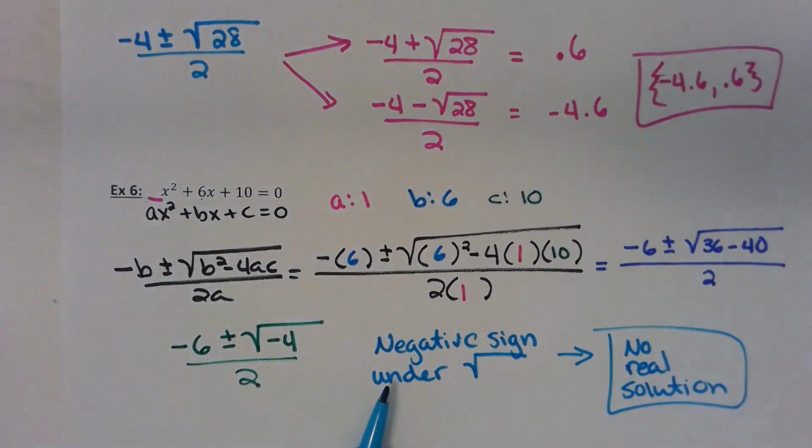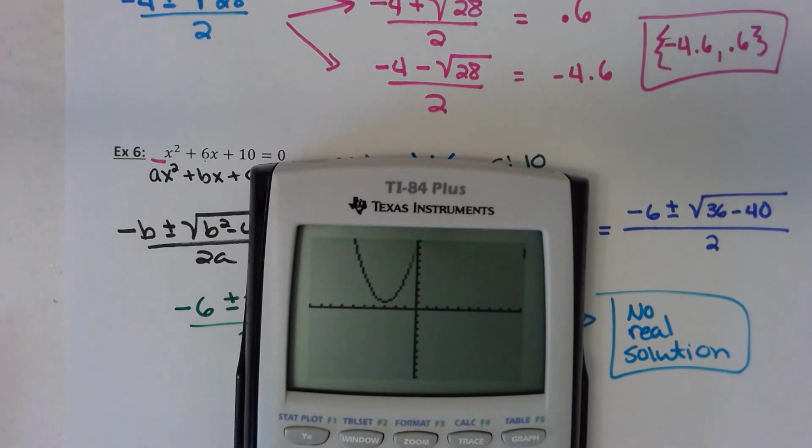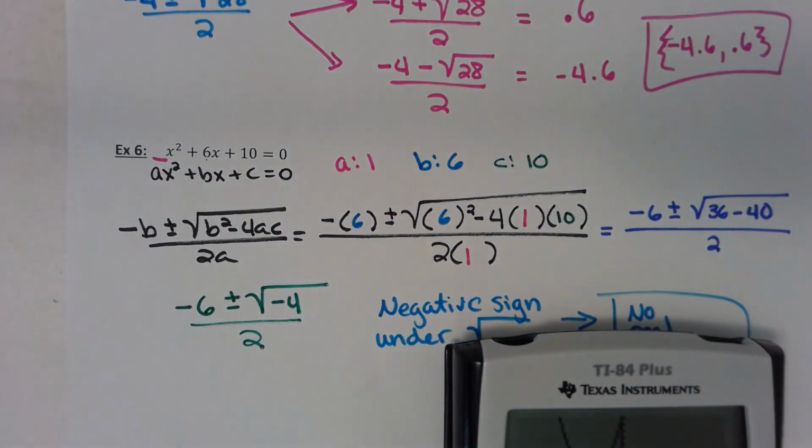And as a quick reminder, I want to show you why it is considered no solution. Remember, solutions are just another way of saying x-intercepts. So if I took that equation and I graphed it, it is never going to actually touch the x-axis. So that is why it has no real solutions.